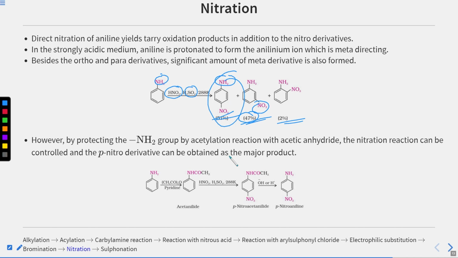Now, how can we control the reaction? Again, we will do the same thing. We will do the protection. So we take pyridine again, which is acting as a base. It will deprotonate the NH2. Now, the NH minus will attack the acid anhydride group and form this protected amine. Now we do the nitration and again we do the hydrolysis to give the NH2 group. Here we have used the nitration process to nitrate our aniline, but we have protected it first, like in our bromination.